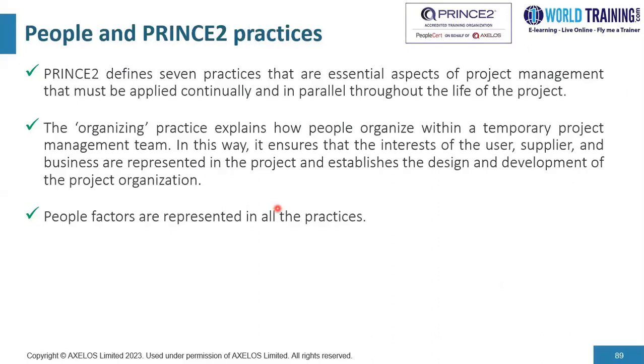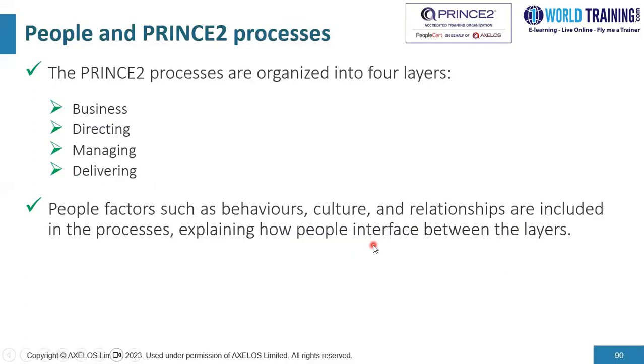Now, we have looked into people and PRINCE2 principles. Let's focus on people and PRINCE2 practices. PRINCE2 defines 7 practices that are essential aspects of project management that must be continually applied, in parallel, throughout the life of the project. The organizing practice explains how people organize within a temporary project management team. In this way, it ensures that the interests of the user, supplier, and business are represented in the project and establishes the design and development of the project organization. People factors are represented in all of the practices.